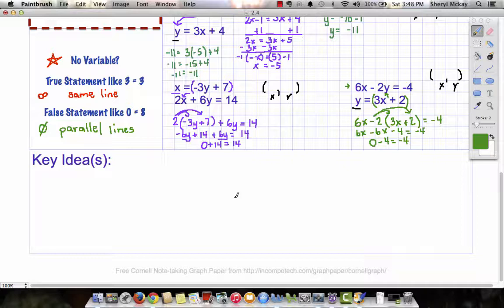You'll get an opportunity to solve different types of systems of equations. Some will have a solution. Some will have an infinite number of solutions. Some will be parallel lines. Practice them, get comfortable with it, and I'll see you in class.